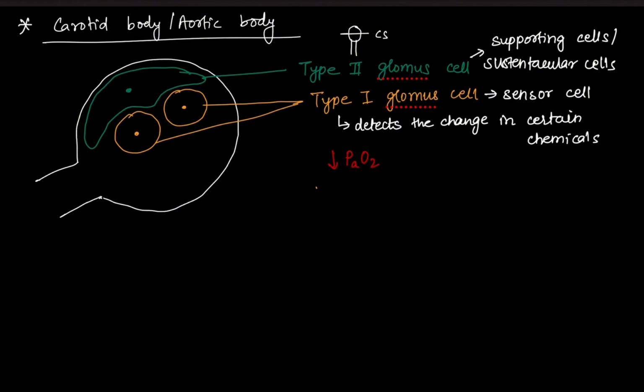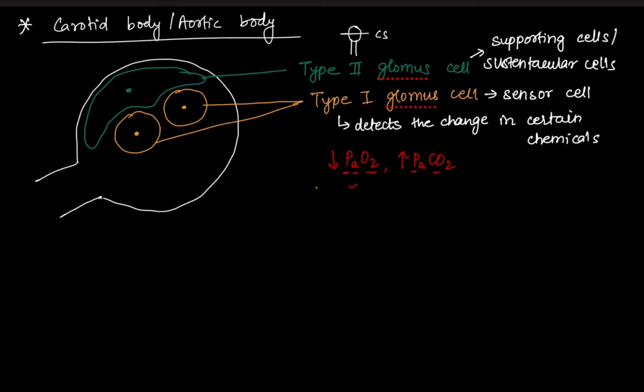So you can understand it this way: if the oxygen level of the blood is low, if there is less oxygen in blood, if there is hypoxia, that is detected by the type 1 glomus cell. This means the partial pressure of oxygen at the level of arterial blood. Similarly, if there is an increase in the partial pressure of carbon dioxide at the level of arterial blood, which we call hypercapnia, that is again detected by the type 1 glomus cell.